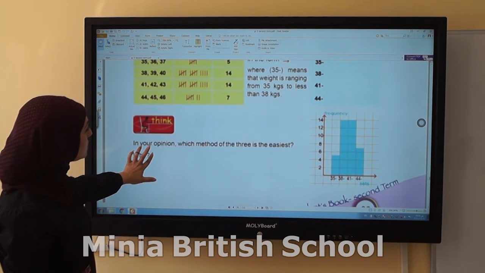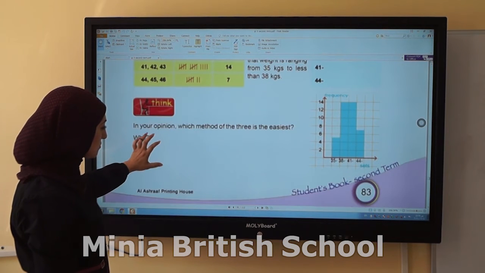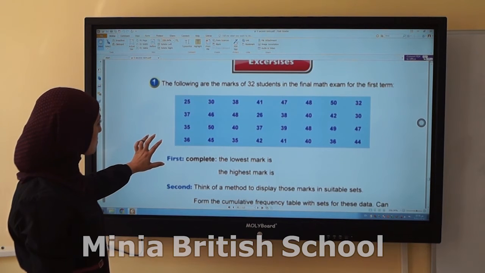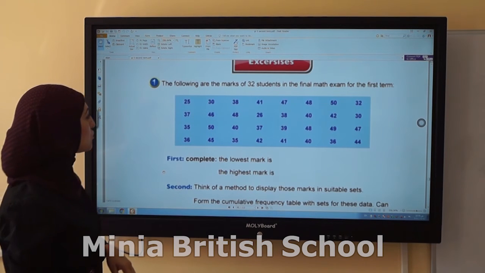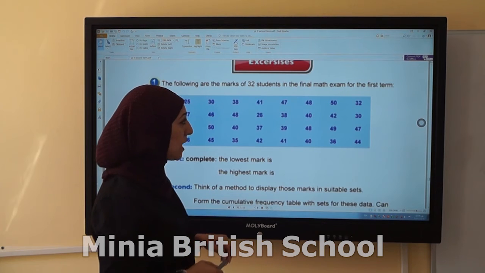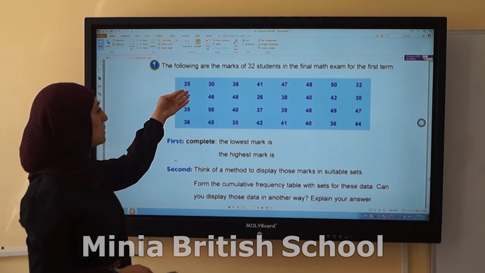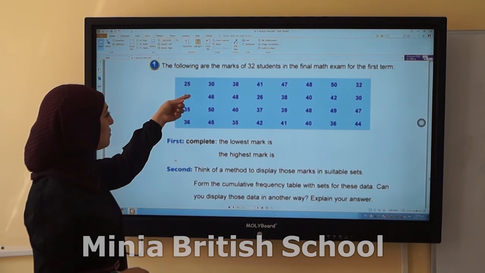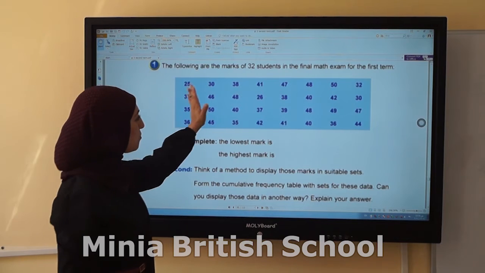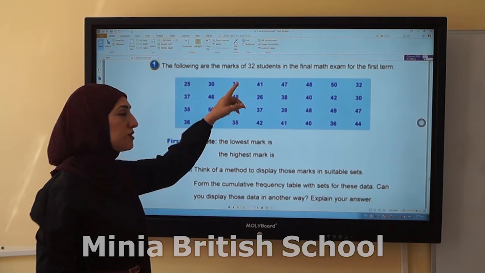And this graph represents this table. 38, 41, and so on. All of them are 32 students. If you count them, you have to find 32.